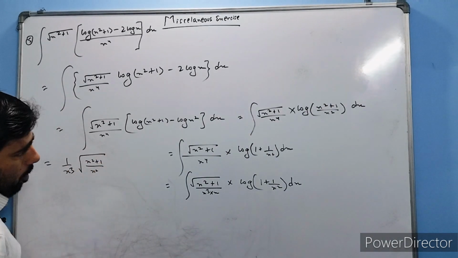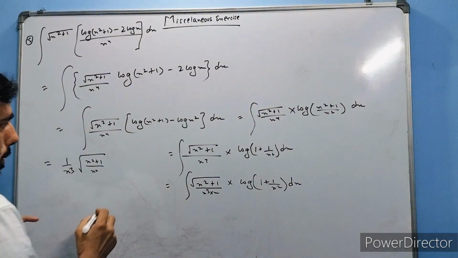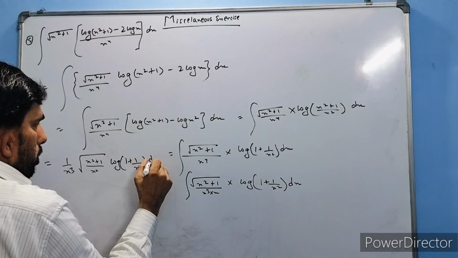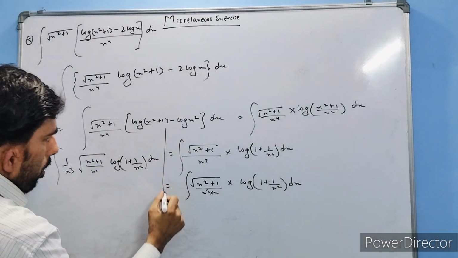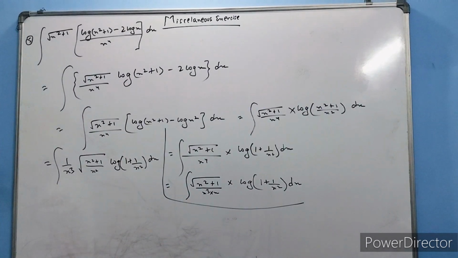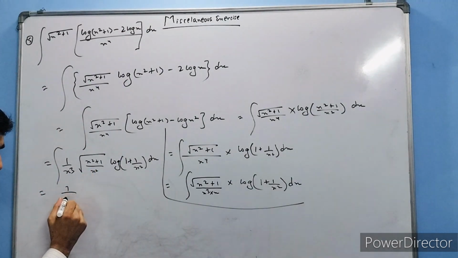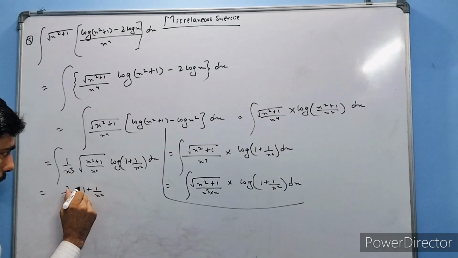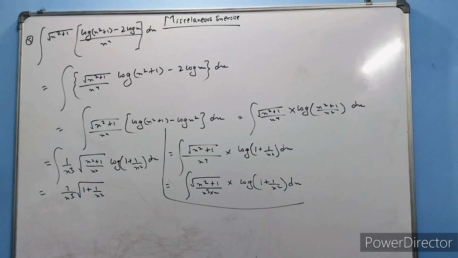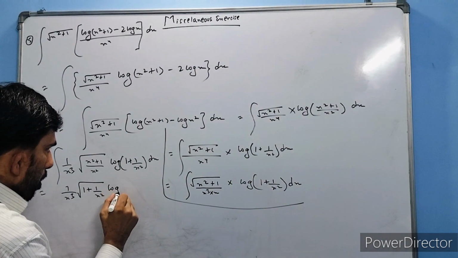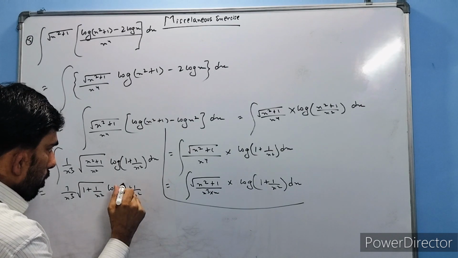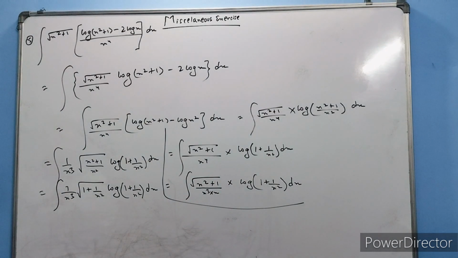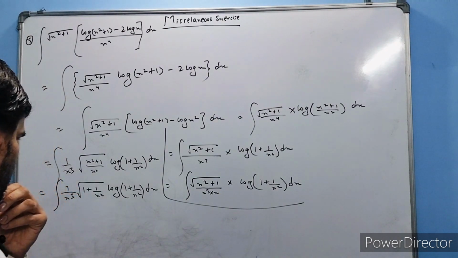Okay, so now it becomes easier for you, log 1 plus 1 upon x square dx. Okay, so now what I can do here is, we'll take the same thing here, 1 plus 1 upon x square. Okay, so now we'll have log 1 plus 1 upon x square dx. Okay, so likewise we can solve this numerical.